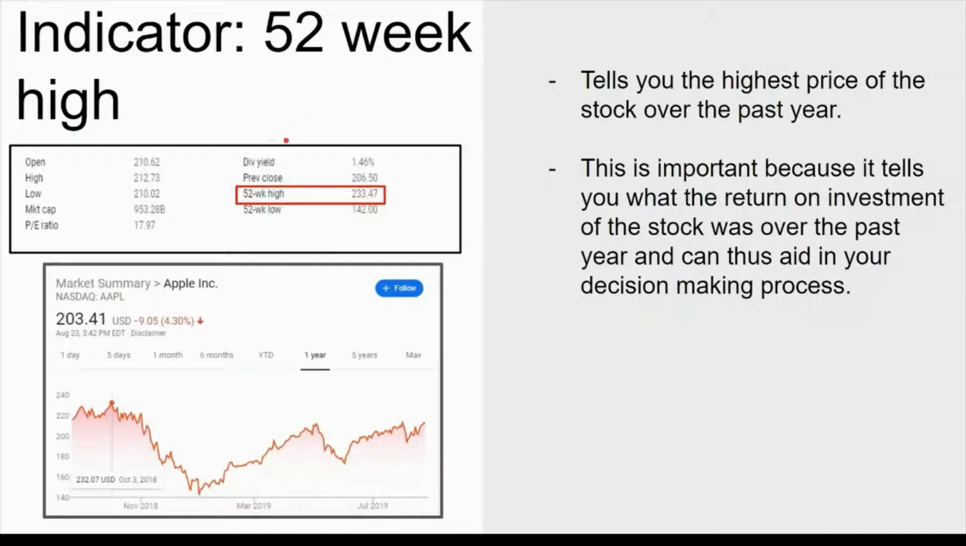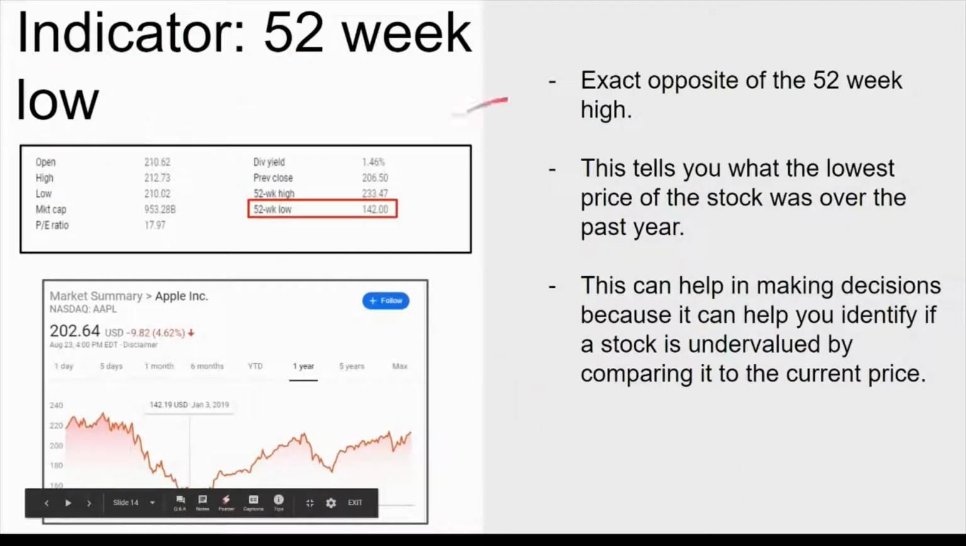So the 52-week high tells you the highest price of the stock over the past year. And this is important because it tells you what the return on investment of the stock was over the past year and can thus aid in your decision-making process. And what return on investment means is, for example, if last year you had $100 and this year you have $130, your return on investment would be 30% because $30 is 30% of $100.